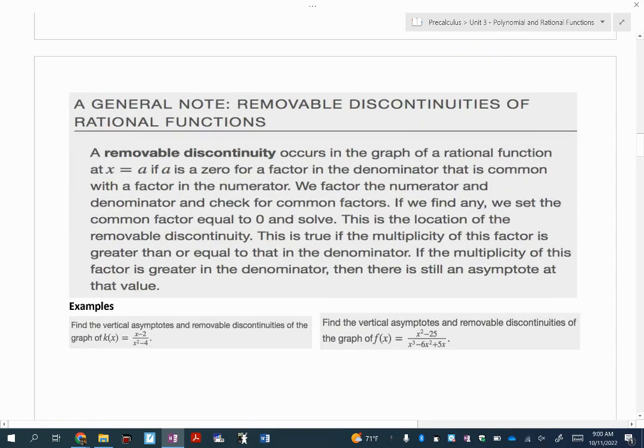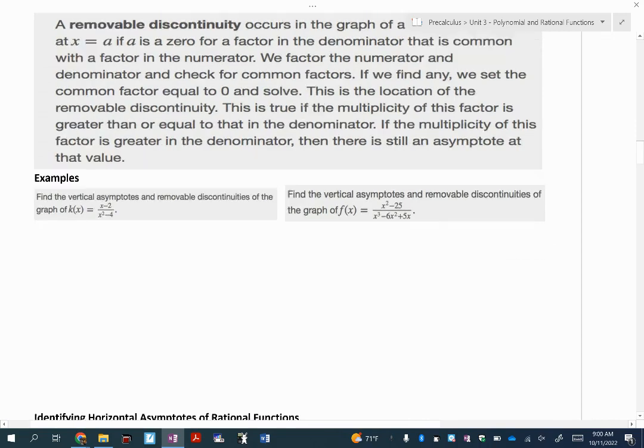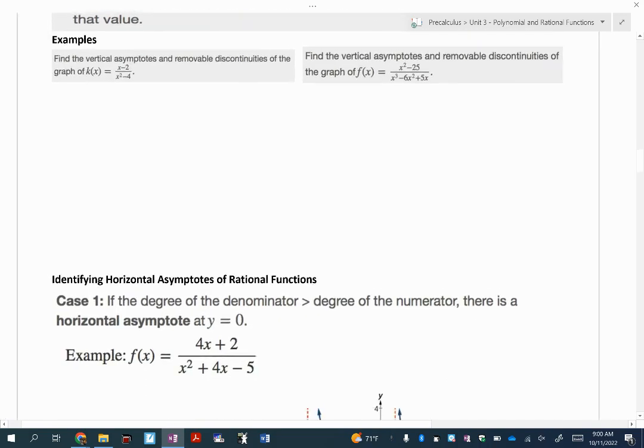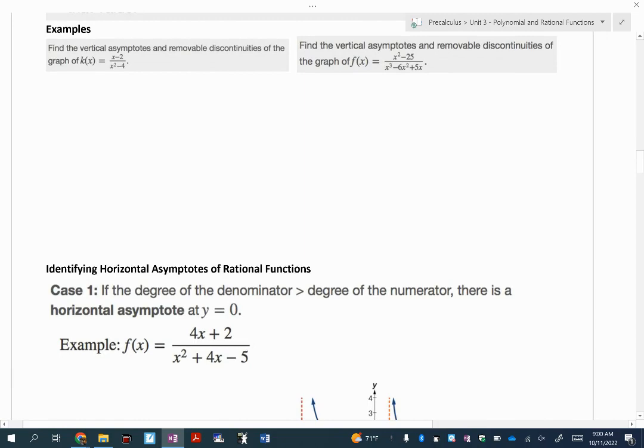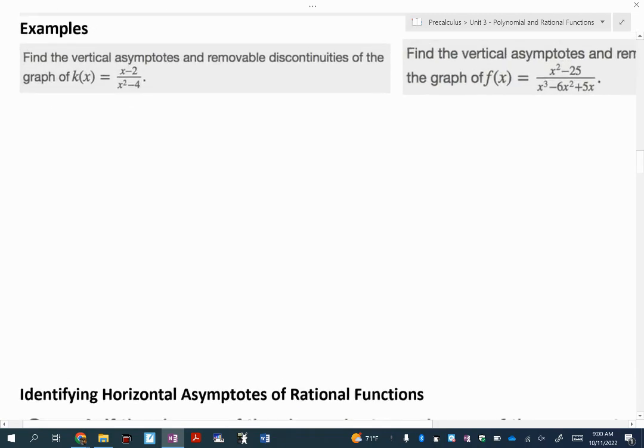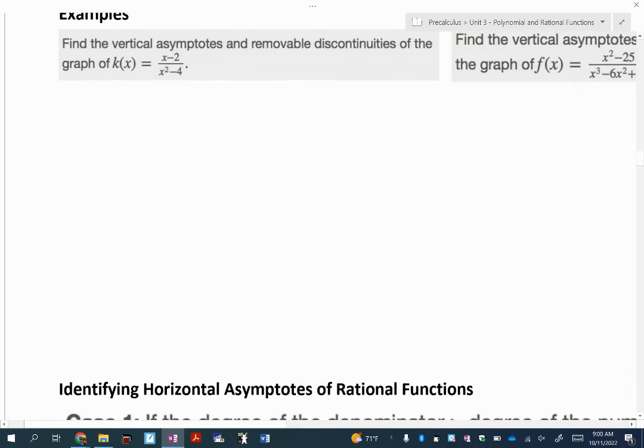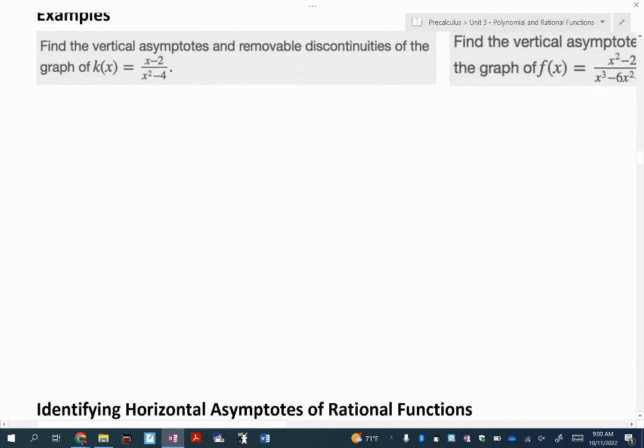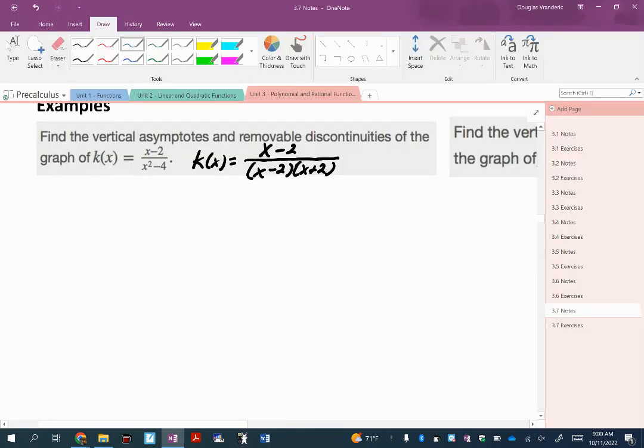Okay. So we've got removable discontinuities when you look at this. And it wants us to essentially, with these two questions, do a bunch of factoring to then determine what's going to give us a removable discontinuity and then what's going to give us the vertical asymptotes. So I'm going to go ahead and factor this to be k of x equals x minus 2 over x minus 2 and x plus 2. All right, so we have a common factor in the top and the bottom, this x minus 2. So I now have a hole at x equals positive 2. Remember, I always want to think opposite.